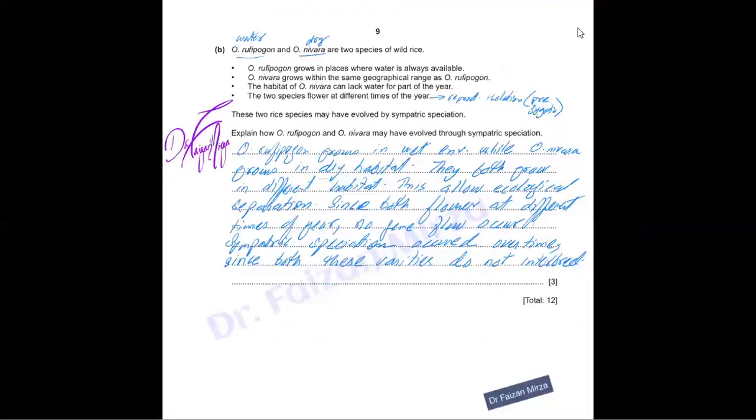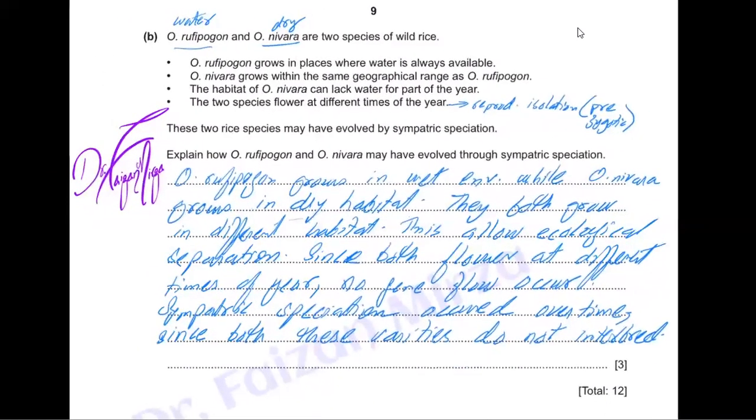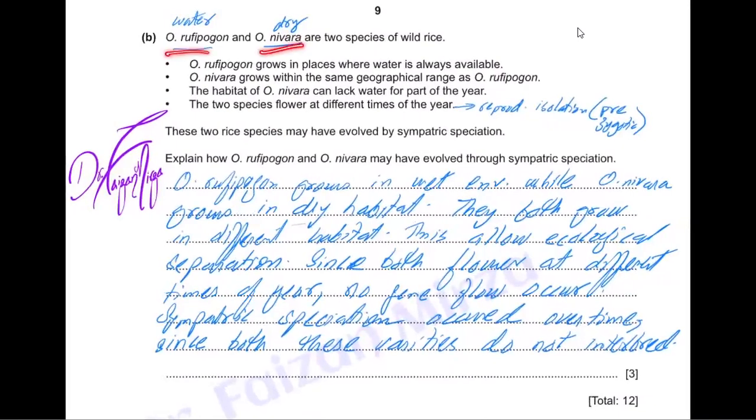They have added this here. It's an integrated question. So let's move on. They have provided it with two varieties here, two species of wild rice. They have given us the information, and from the information provided to us, we are told the two species flower at different times of the year. One of them is growing in water, but the other is capable of growing in dryness as well.